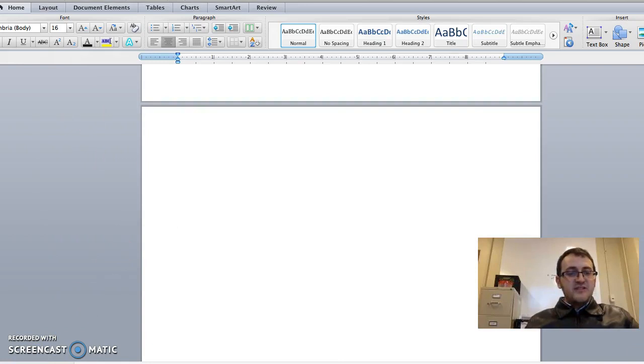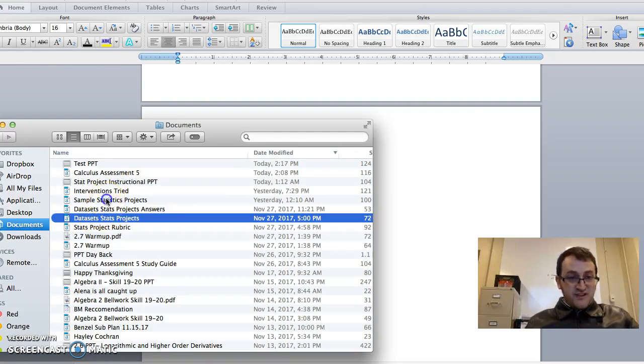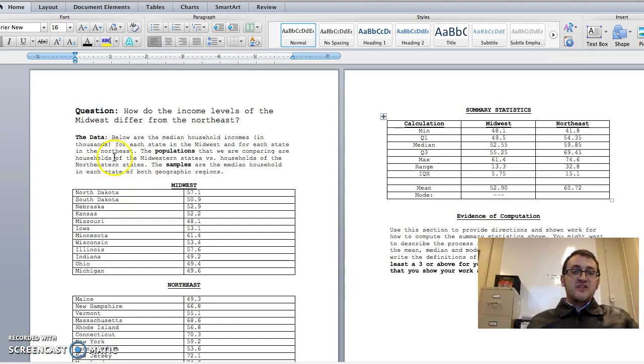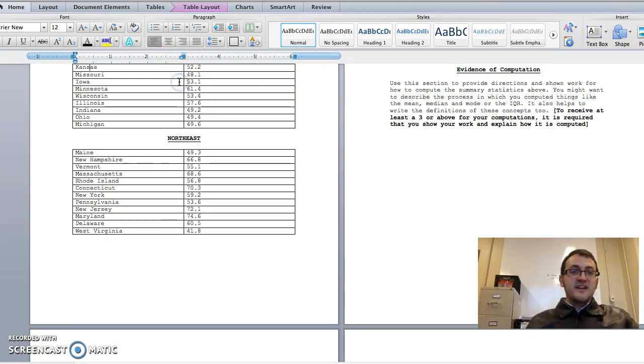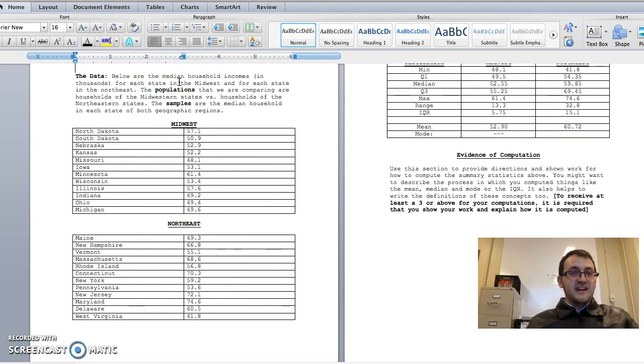I will be providing you today with sample statistics projects. I looked at the median household income in thousands of Midwestern states versus Northeastern states. This is the data over here. What we notice is that in Indiana, the median household income is $49.2 thousand. In the Northeast, we have West Virginia, one of the poorest states in the country, at $41.8 thousand, and the wealthiest state in the country, Maryland, at $74.6 thousand.